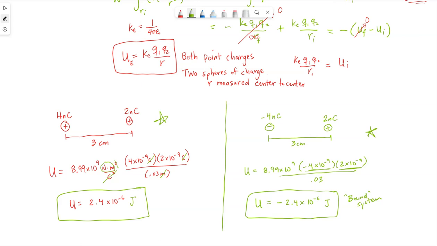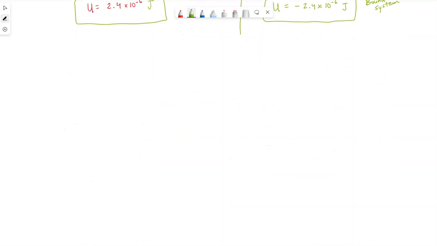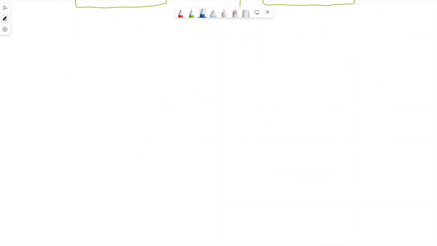All right, so this potential energy also works if we have a system of charges, meaning more than two charges. So let's say we have our 4 nanocoulomb charge, I don't even remember what it was. Let's go ahead and just change it up though. 3 nanocoulomb charge, negative 5 nanocoulomb charge, and negative 1 nanocoulomb charge. Let's say they are on the corners of a square that's 2 centimeters on a side. And we want to know the potential energy of the system.